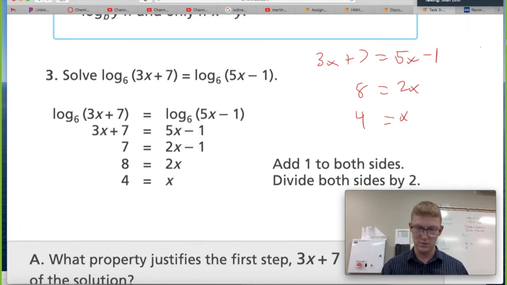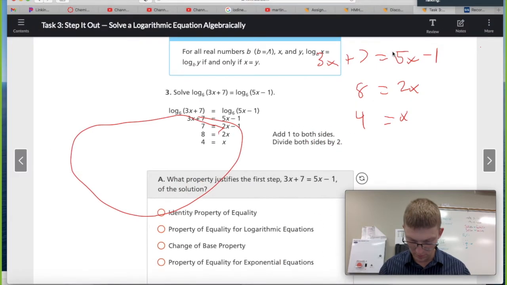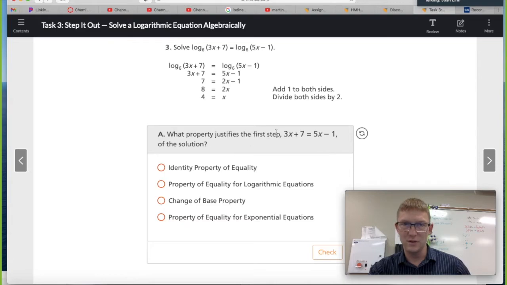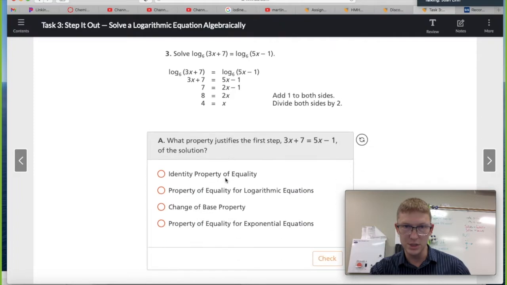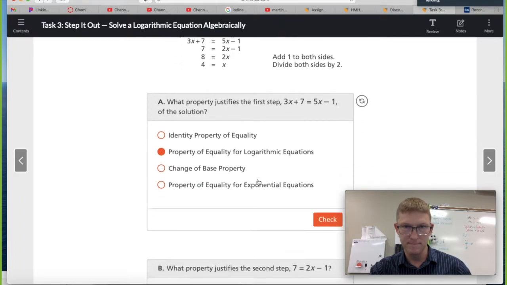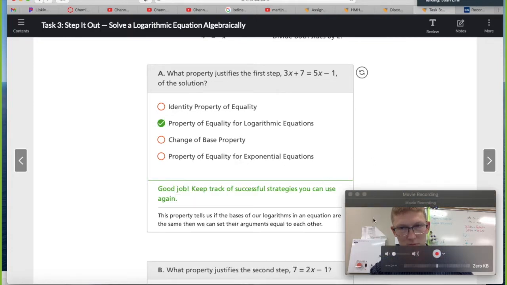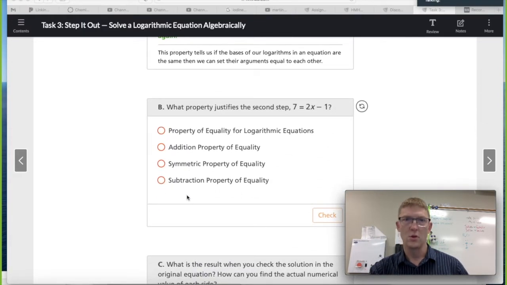Too easy. If you don't believe me, they did the same thing. So of course there are going to be questions. What property justifies the first step? Property of equality for logarithmic equations. Property of equality for exponential equations, what we learned last lesson. What property justifies the second step? Basic algebra.